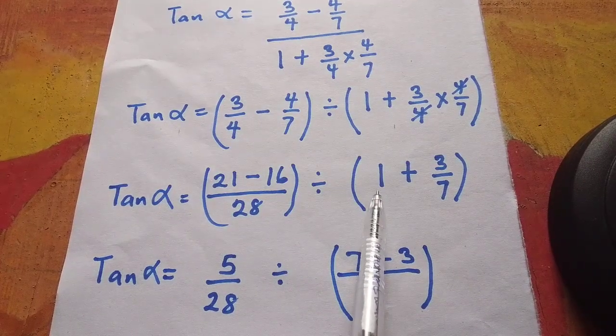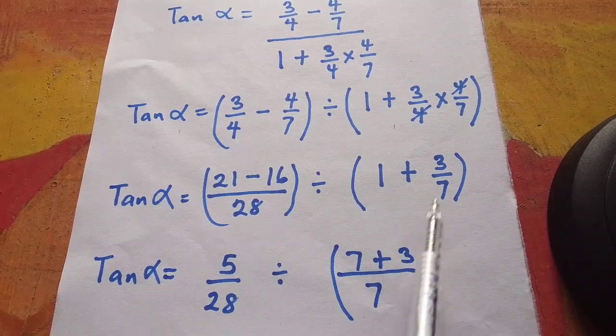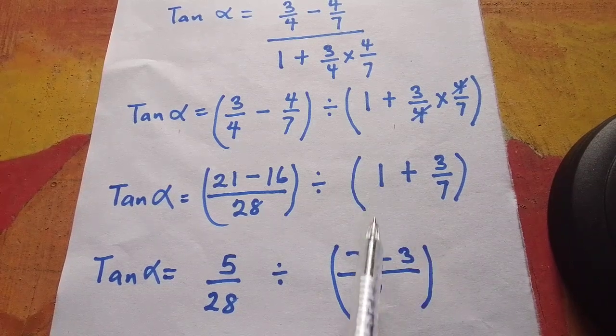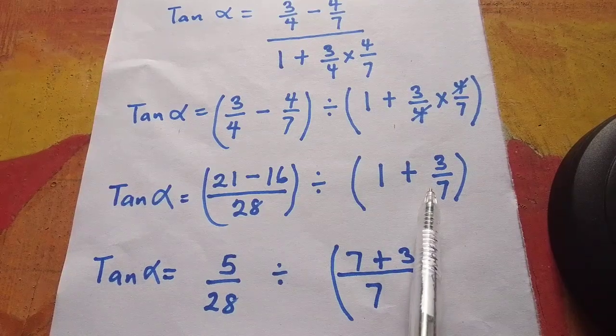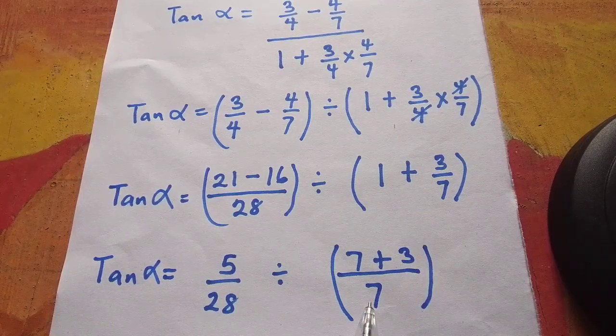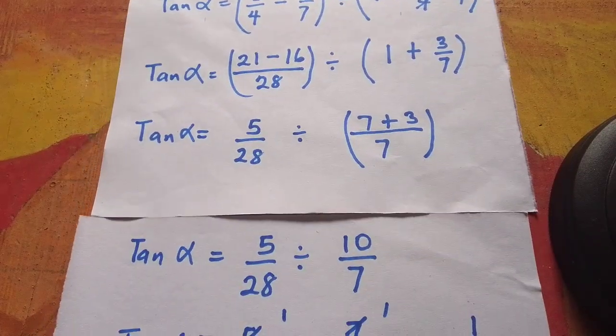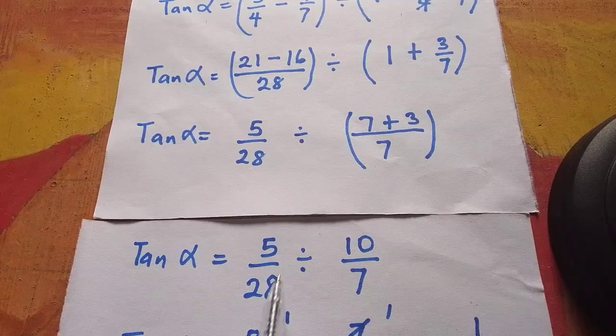1 is the same as 1 over 1. The LCM of 1 and 7 is 7. How many 1s are in 7? 7. 7 times 1 gives us 7, plus, how many 7s are in 7? 1. 1 times 3 gives us 3. 7 plus 3 gives us 10. So we now have 5 over 28 divided by 10 over 7.